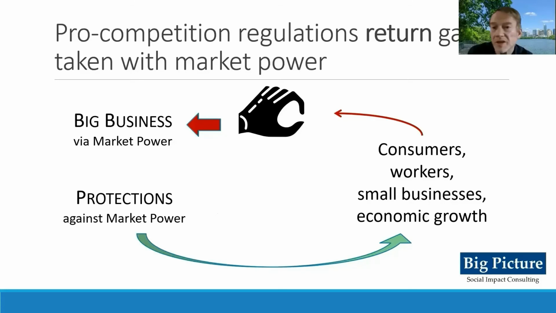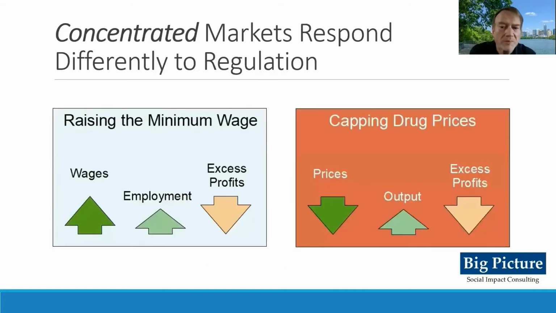Pro-competition regulations that increase costs or lower prices can increase employment and increase output in concentrated markets because they are restoring competitive market conditions. Thus, raising the minimum wage up to the value it would be in a competitive market actually maintains or increases employment. Capping sky-high drug prices would increase output. Best of all, the cost to pay for the higher wages or the lower prices comes entirely from excess corporate profits, leaving intact profits from economies of scale and innovation.